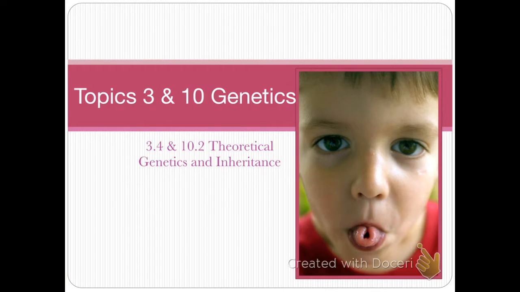Hey guys, we're going to be starting topic 3.4 and 10.2, which is theoretical genetics and inheritance. We're going to be discussing many different types of inheritance and how that occurs between parents and how it's passed on to offspring in predictable ways.